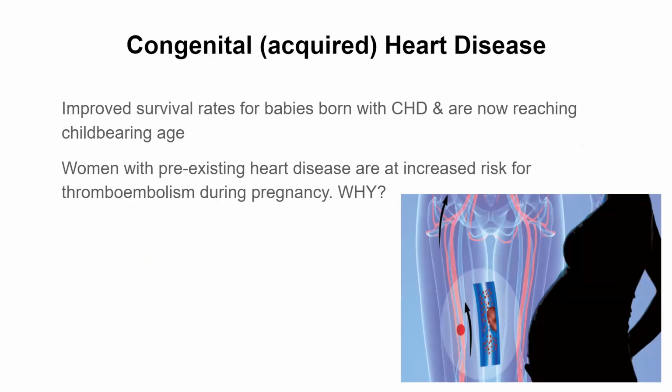So acquired heart disease. We have advances in neonatal care, pediatric surgery that have resulted in significant improvement in survival rates. So we have more people with acquired heart disease. So these babies are now reaching childbearing age. And then we also have women with pre-existing heart disease, but they're at increased risk for thromboembolism, which I just mentioned, during pregnancy. Why? Well, we know that pregnancy is associated with an increased venous stasis resulting from the inferior vena cava compression caused by the uterus, right? We have a large uterus pressing on the blood vessel, which is affecting the cardiac system.